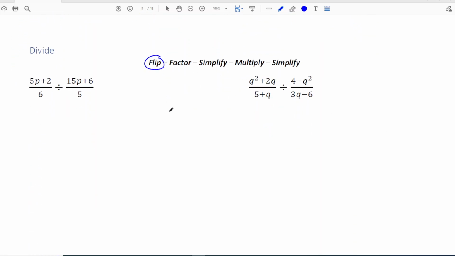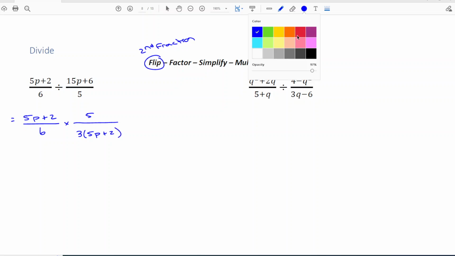Division is just multiplication with one more step. There's this word, flip. When you're dividing fractions, you flip the second fraction always. And you're going to factor, simplify, multiply, simplify. So the exact same steps after that. What I like to do is factor and flip at the same time. So 5p plus 2 is not factorable. 6 is not factorable. I'm going to change this to a multiplication. I'm going to put the 5 on top. And then I'm also going to greatest common factor out a 3 from the denominator to be left with 5p plus 2.